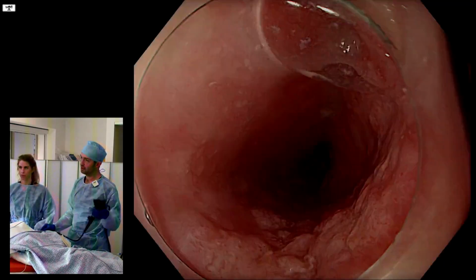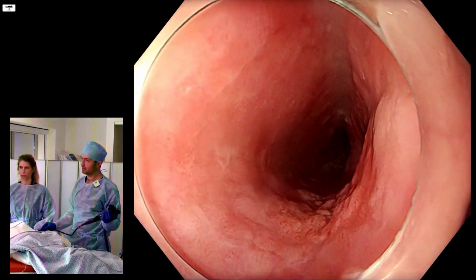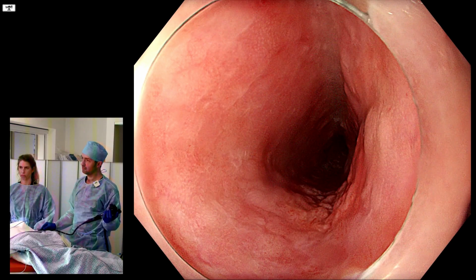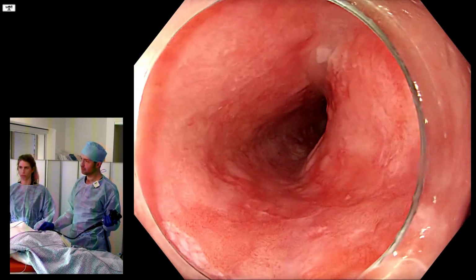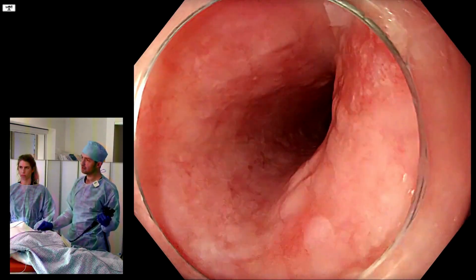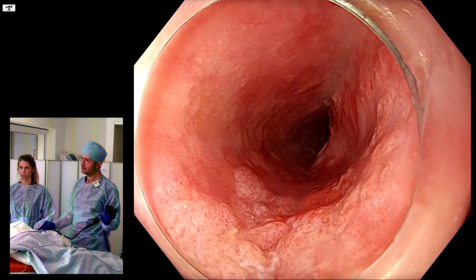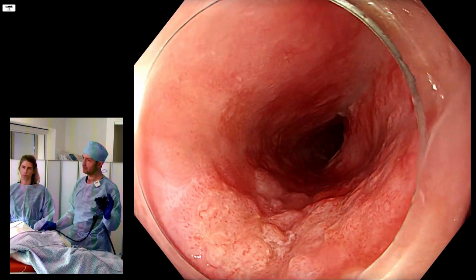We can look at it in white light and just get an overview. And we can see that it is potentially a little bit deforming the lumen, but not a lot. There's no stenosis associated with it. And there is some surface nodularity to it.